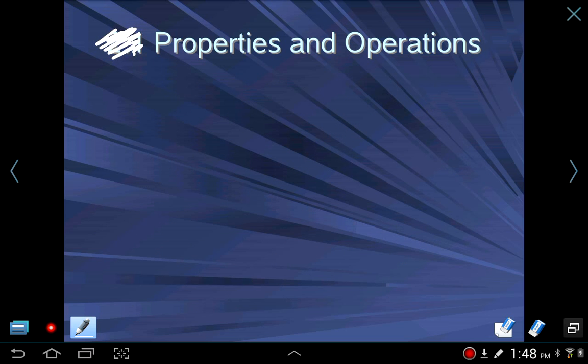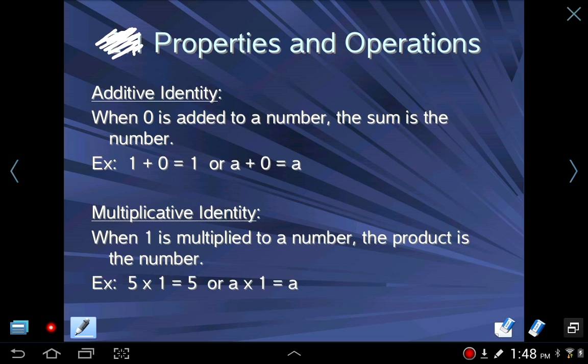For our next slide, we are going to be talking about the identity properties. And these, I know you're going to look at and make sense. The identity properties are just what keep a number the same. So for adding, when you add 0 to a number, the sum stays the same. For multiplying, when you multiply by 1 to a number, the product is just the number.